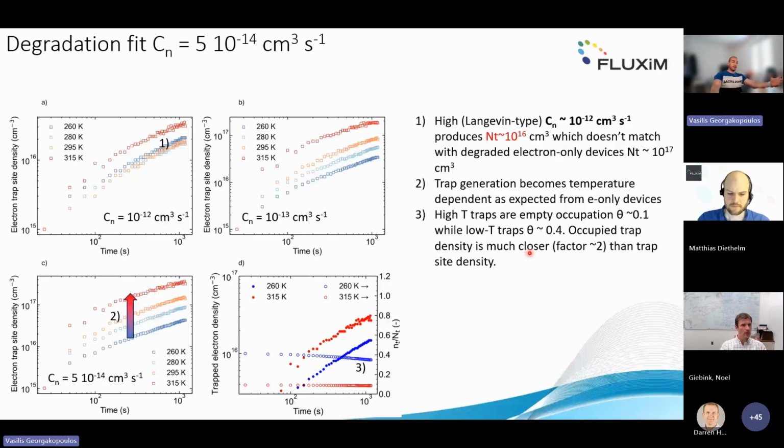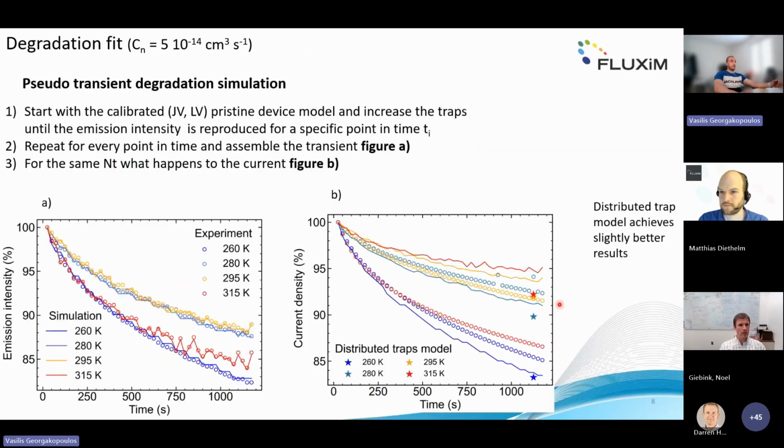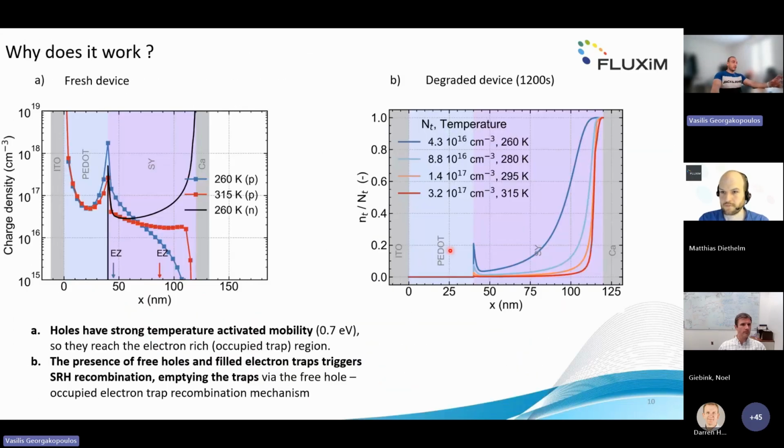The occupation level changes because at smaller temperatures, 260 Kelvin, we have a high occupation of around 0.4, so about half the traps are occupied. But then when we move to higher temperatures, they get depopulated. So we generate more trap sites, but fewer of them are actually occupied and active. And we will see, in order to understand this phenomenon, we need to look at the spatial variation of the density profiles.